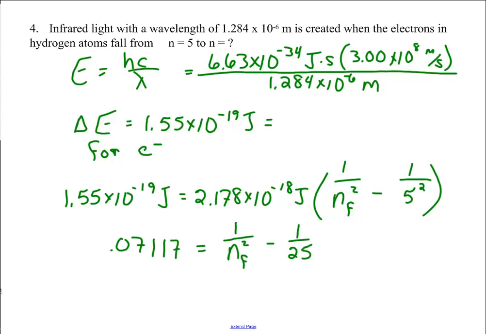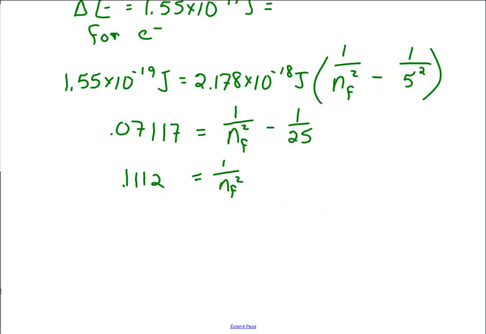So now I'm going to add 1 over 25 to both sides. I get 0.111 repeating, almost. Make this a 2 if we round it. And that equals 1 over nf squared. Take the inverse of both sides. I get 8.995, which is about 9, equals n squared. So n equals 3. So in this problem, my electron started at n equals 5. It gave off a particular wavelength of light when it fell to n equals 3. And so that walks us through the last of our problems for chapter 23.